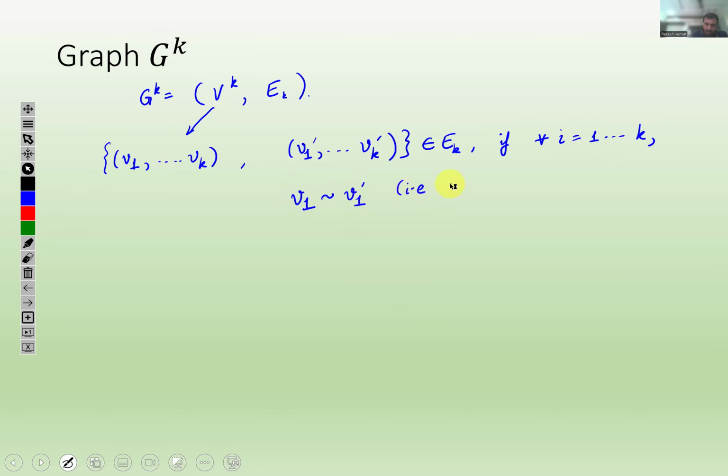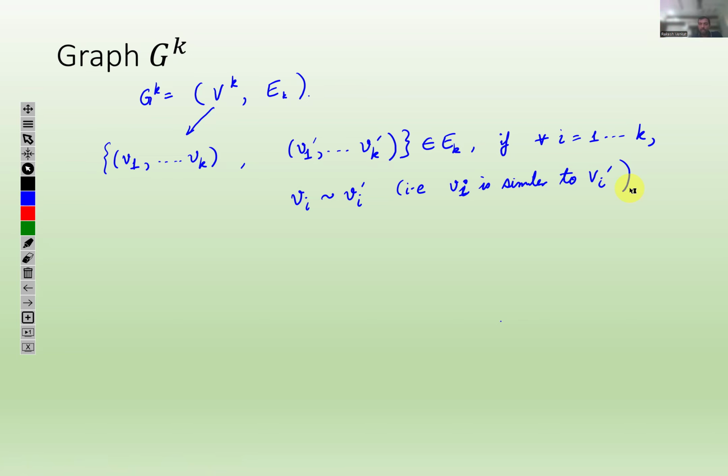Let me write it in words. For all i, I should write this as i. Okay. So is this definition clear?